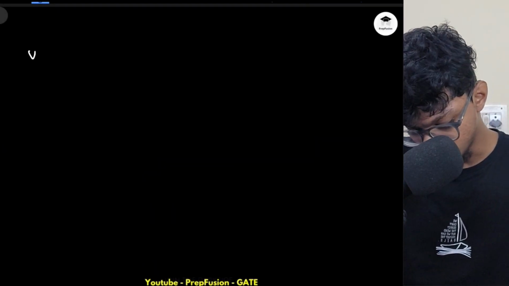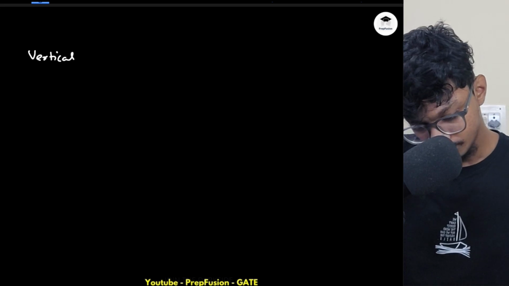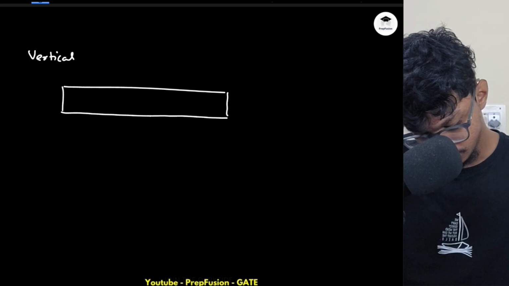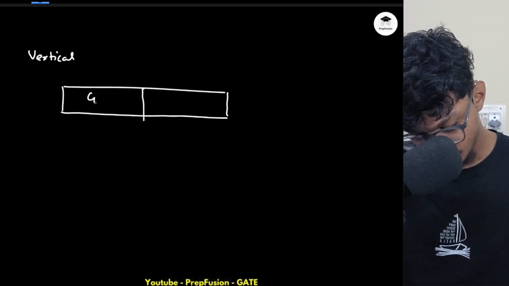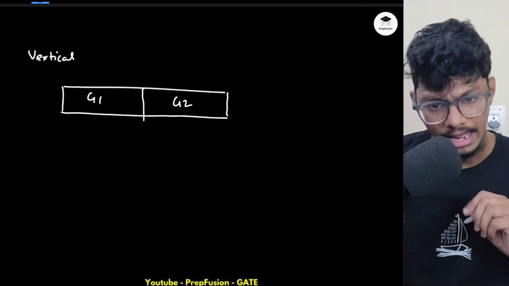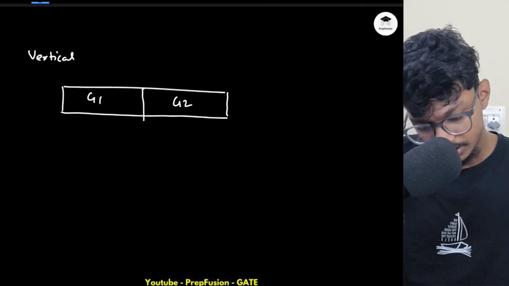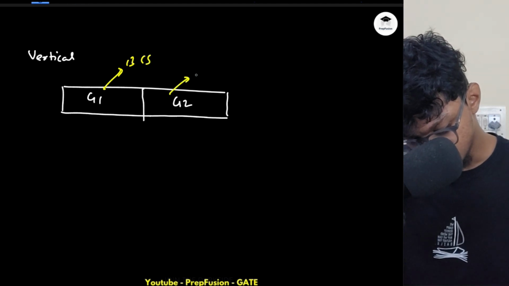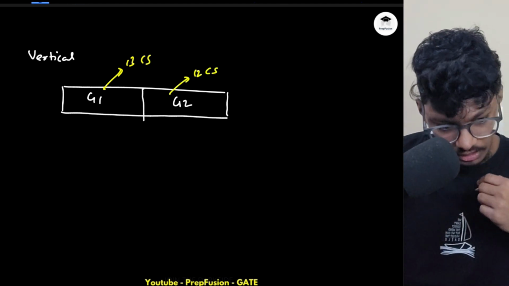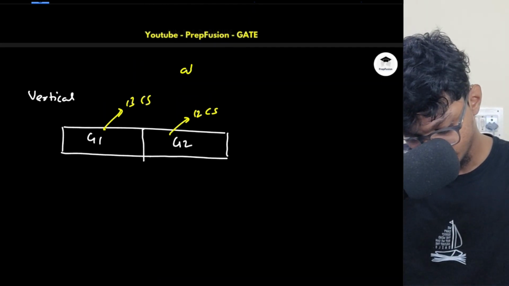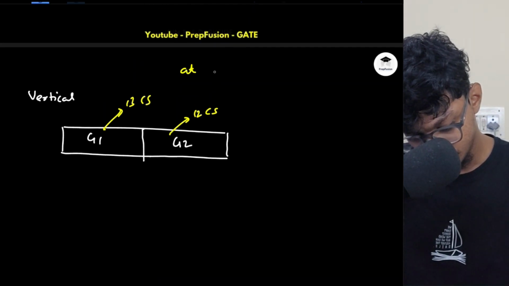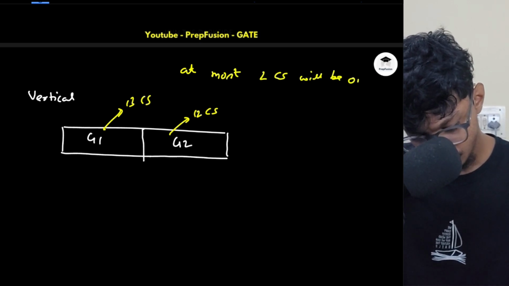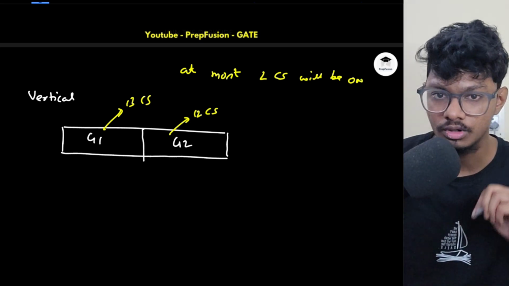Okay, in vertical, if I choose two groups, G1 and G2, and you tell me that in group G1 you are choosing 13 control signals, and in group G2 you are choosing 12 control signals, but they are telling me that at most two control signals will be on. At most two control signals will be on.